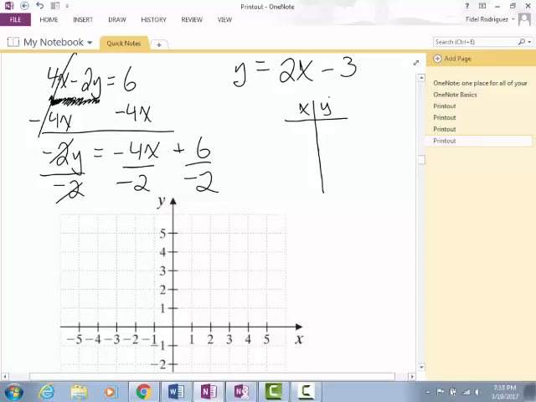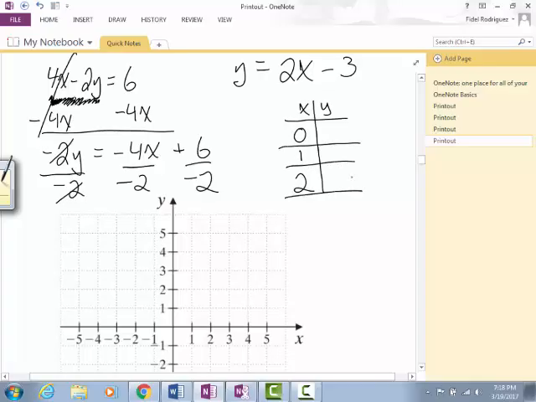I know 17 might be your favorite number, but then I'm going to have to go all the way over here, all the way to 17. So I pick numbers that are relatively small, like say, I don't know, 0, 1, and 2. Okay? So now I'm going to go ahead and do my first part.